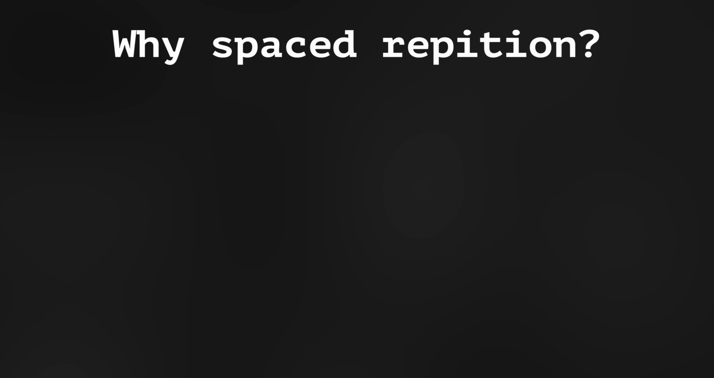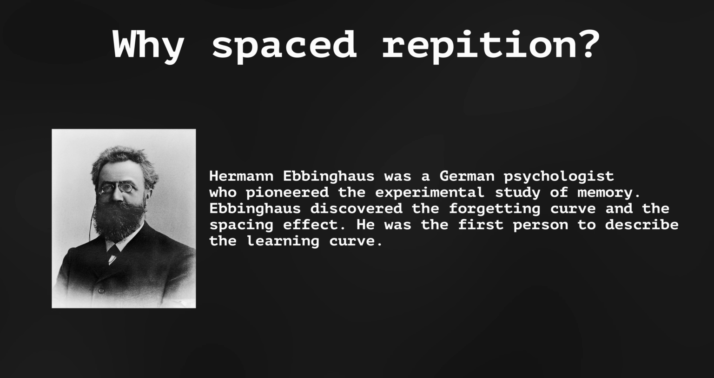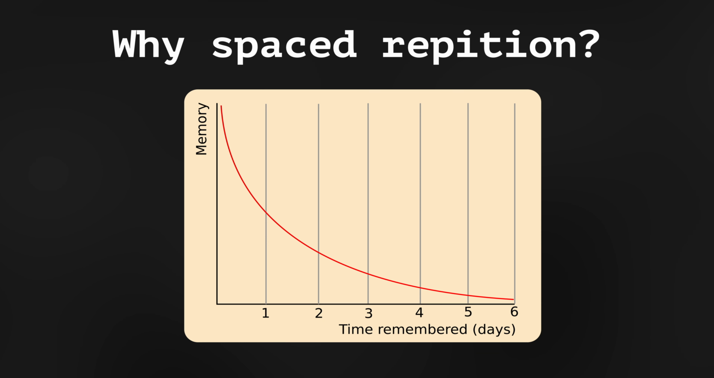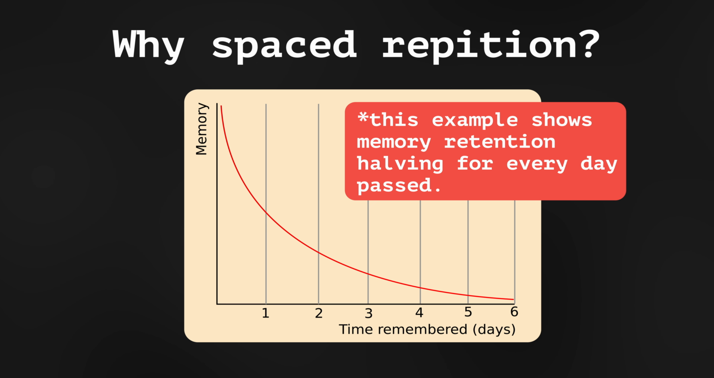Now, what's the whole point of spaced repetition? Why does it exist in the first place? And as far as I know, the history goes back to around 1885 to a German bloke called Ebbinghaus. And he, for the first time, described the forgetting curve. So when you learn a new piece of information, you forget it in a curve like this over time. So this curve describes the memory retention of a newly learned piece of information over time.